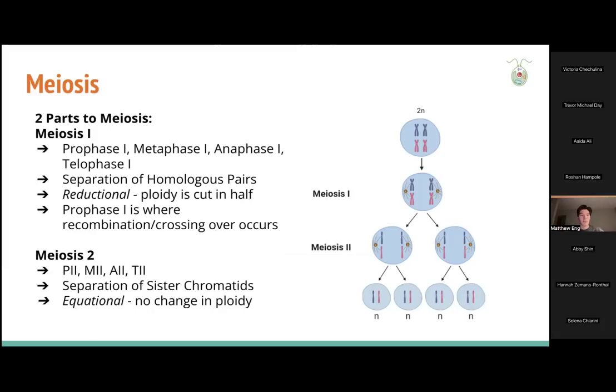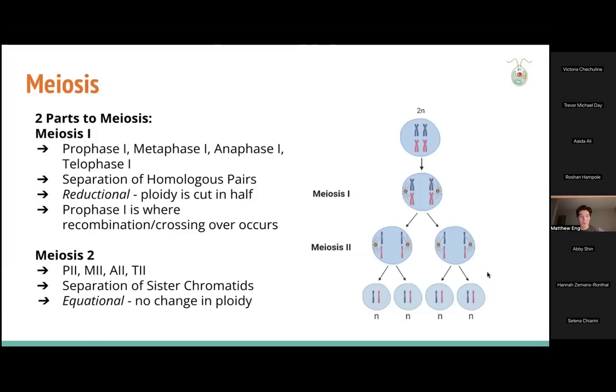And so here in meiosis 1, we call this reductional. In this case, our ploidy is getting reduced, and we'll talk about that in another second. Another thing I want to point out for meiosis 1 is that this is where recombination, or that crossing over of our non-sister chromatids, occurs, which we'll talk about in a second.